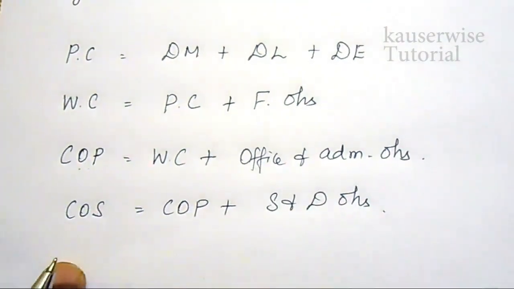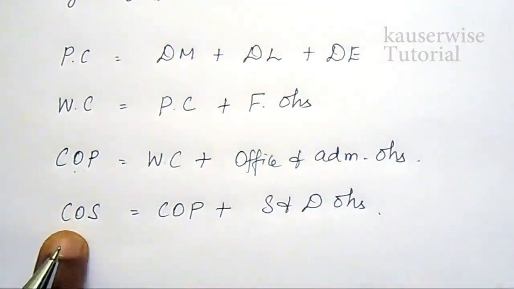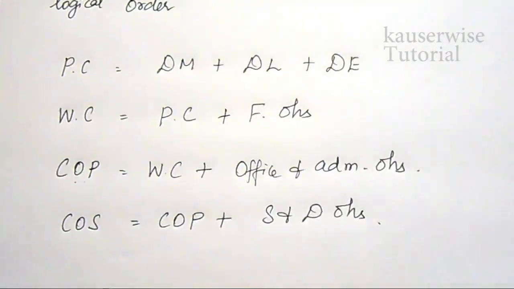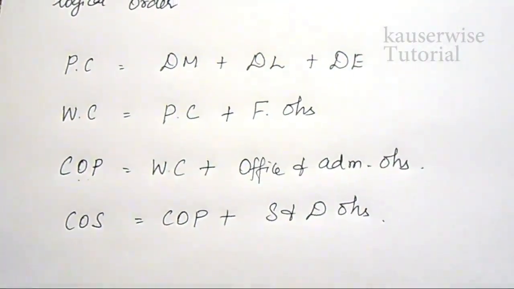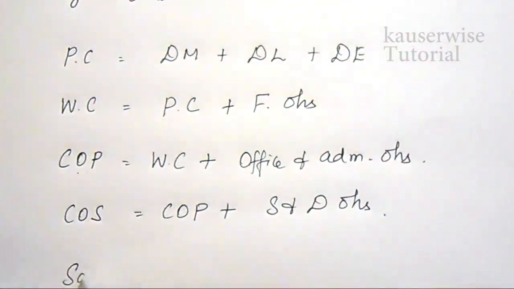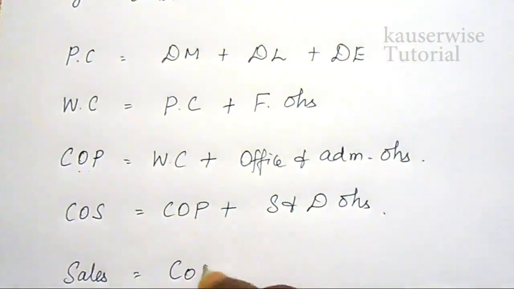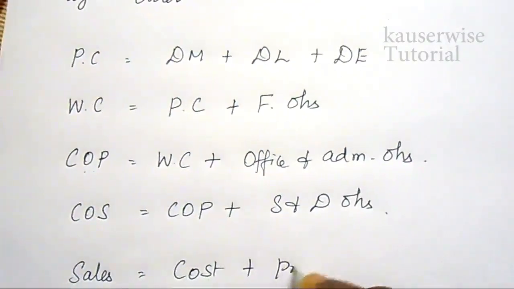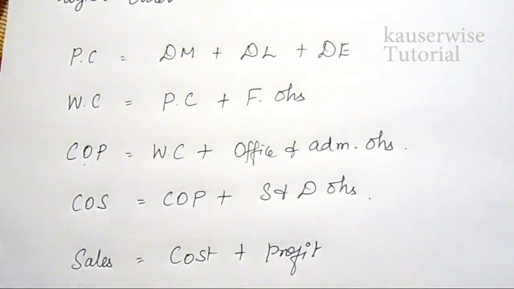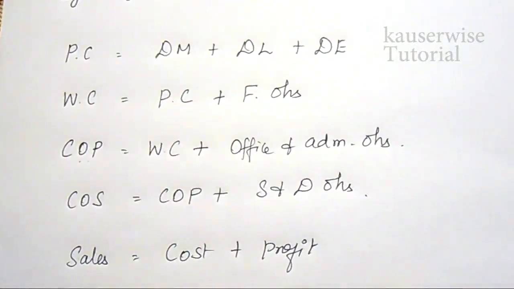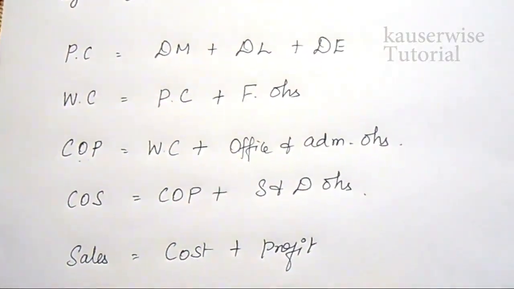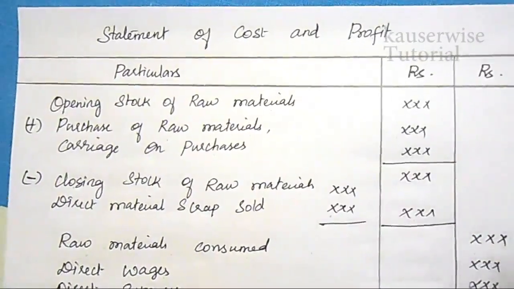And now we need to add profit along with the cost of sales. Then you will be getting selling price or sales. So sales is equal to cost of sales plus profit. This is the logical order which comes under cost sheet. Now let us see the cost sheet format.